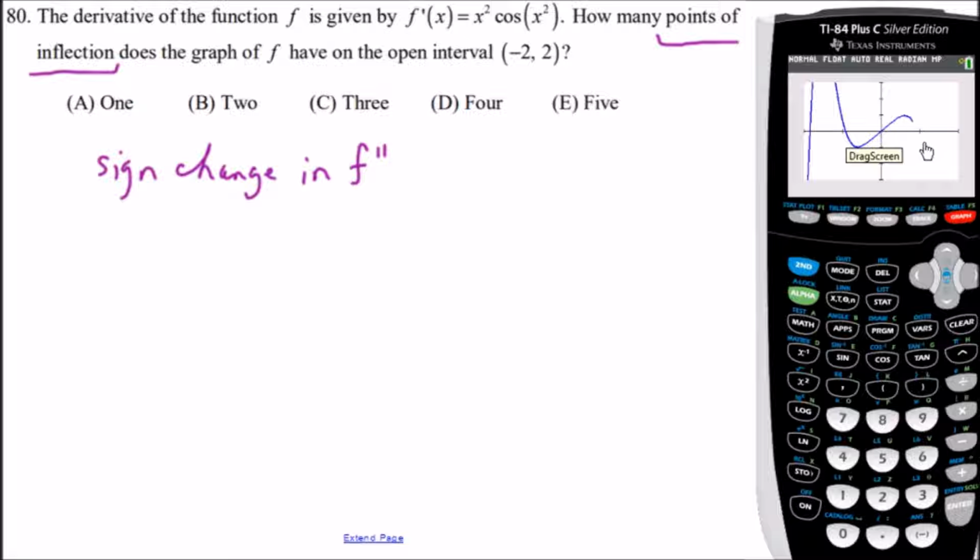And let's see how many more. We have a fourth one at this location. And let's see if we get another one out of this. And yes, we have 5 total. So we have 1, 2, 3, 4, 5 locations where the graph of f double prime changes signs. So that tells us we're going to have 5 points of inflection on this interval. So for 80, we're going with choice E.